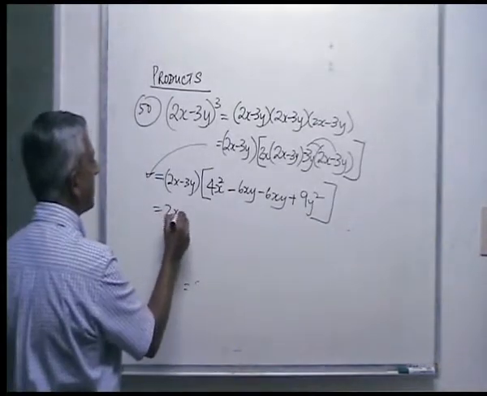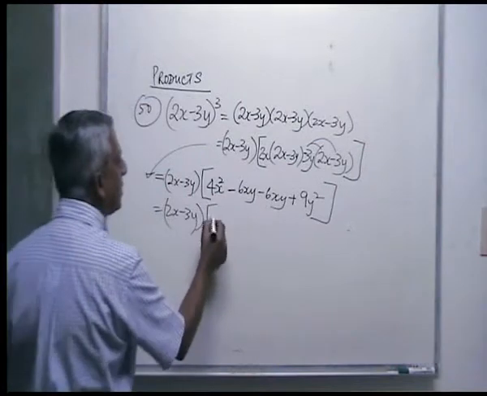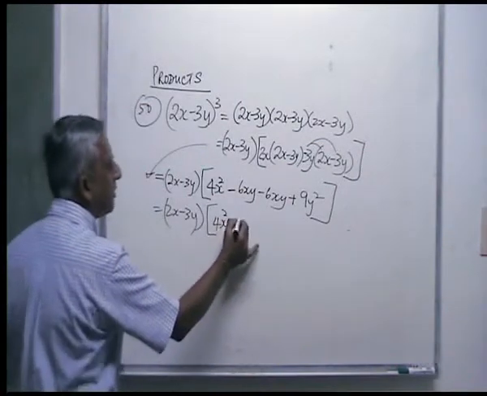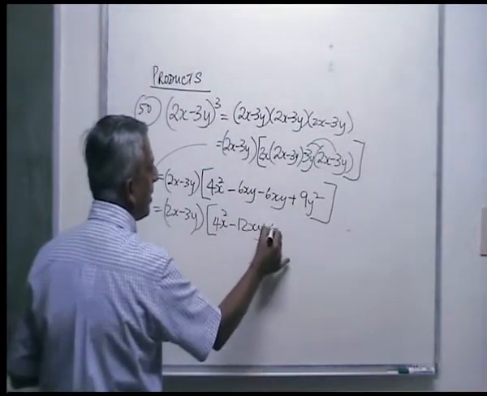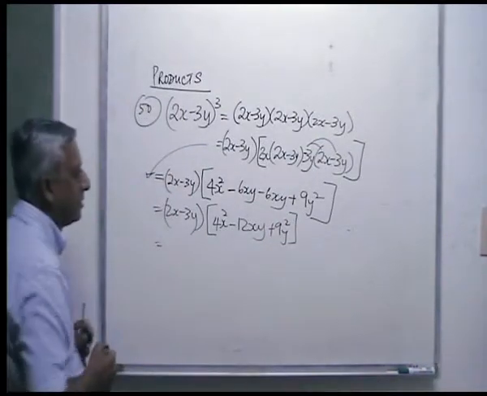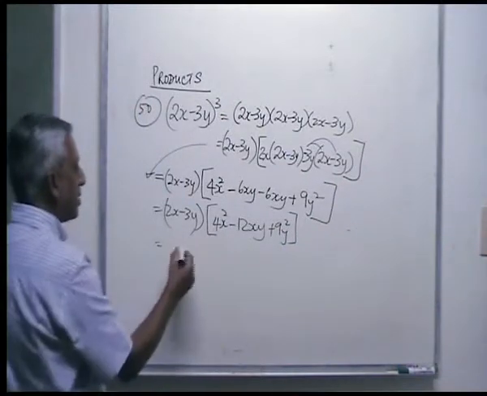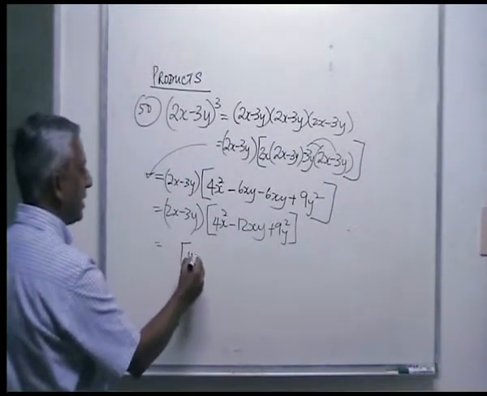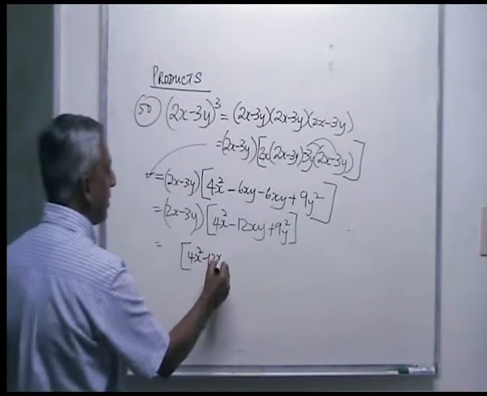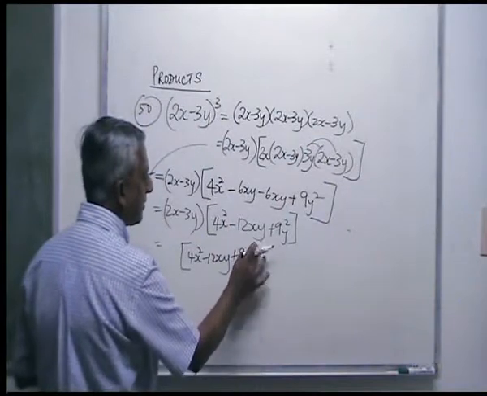So that's 2x minus 3y into 4x squared minus 12xy plus 9y squared. And that's there. Now, we've got two brackets, so that second bracket has to be written 2 times. So that's 4x squared minus 12xy plus 9y squared.